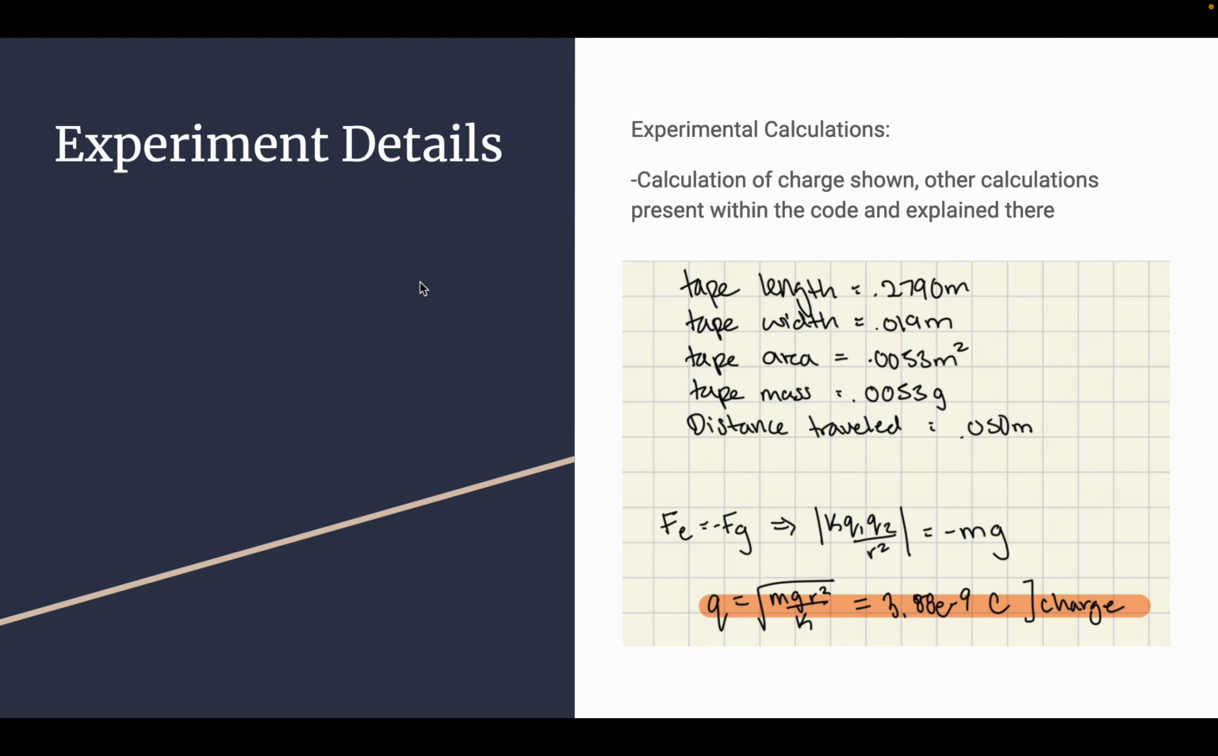Here's one example of the experimental calculations. However, the rest of them can be easily found within the code because they were calculated within the code instead of by hand. But here's one example of how we rearranged the gravitational force and the electric force in order to come down to Q.